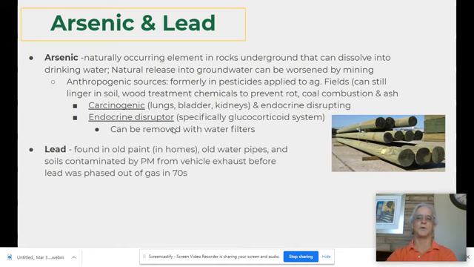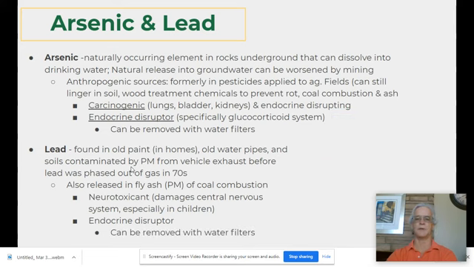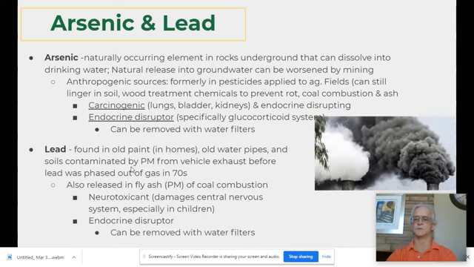Lead is found in old paint in homes and old water pipes, because oftentimes the old water pipes were made of lead. Oftentimes the soil is contaminated by particulate matter from vehicle exhaust before lead was phased out of gas in the 1970s. It's also released by particulate matter of coal combustion. It's a neurotoxin. It damages the neural system, especially of children with rapidly growing nervous systems. It's also an endocrine disruptor. But again, it can be removed with water filters.